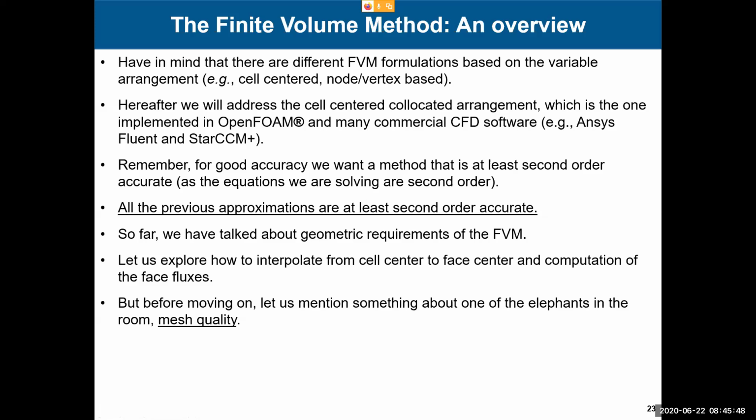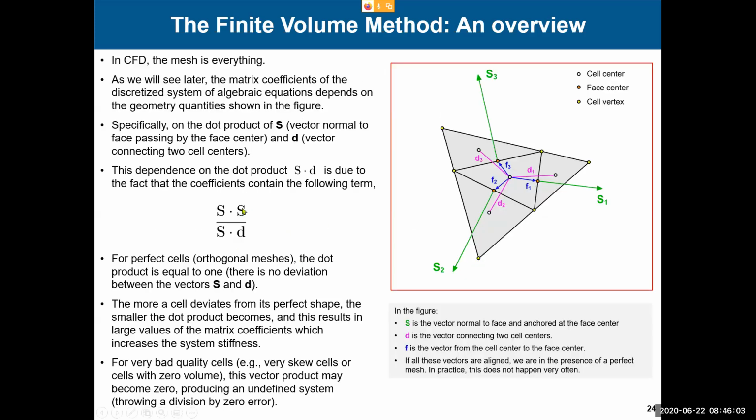Before moving a little more into the theory and how to do interpolations, let's talk about the big elephant in the room, which is mesh quality. We already saw that it is very important to have non-zero volumes. When we assemble the matrices in the finite volume method, we are going to introduce this term, and this term will have an influence on your matrix of coefficients. Later we're going to see that the larger this dot product becomes, this term will become very large, and that will have an influence on your matrices.